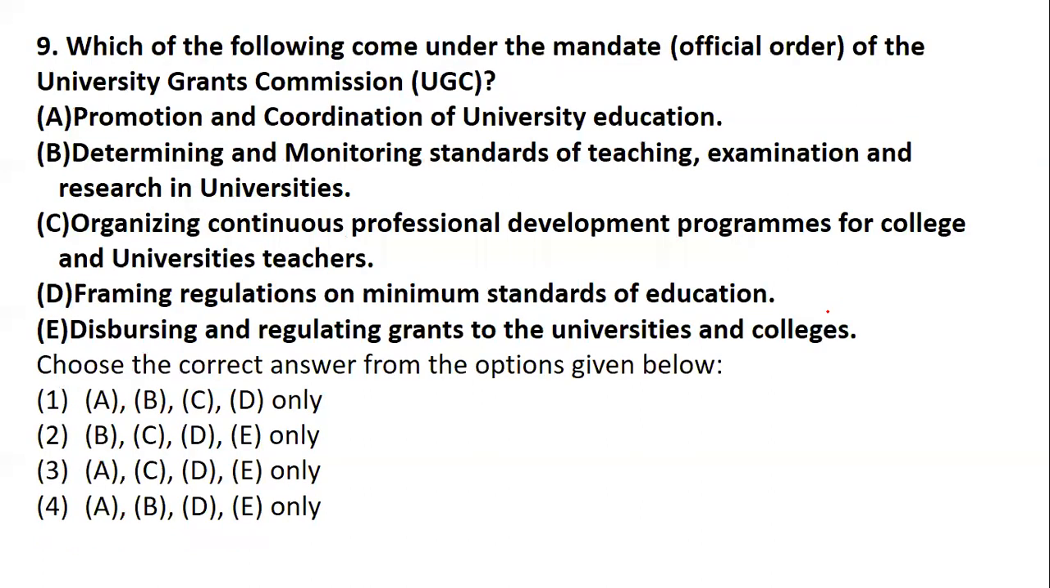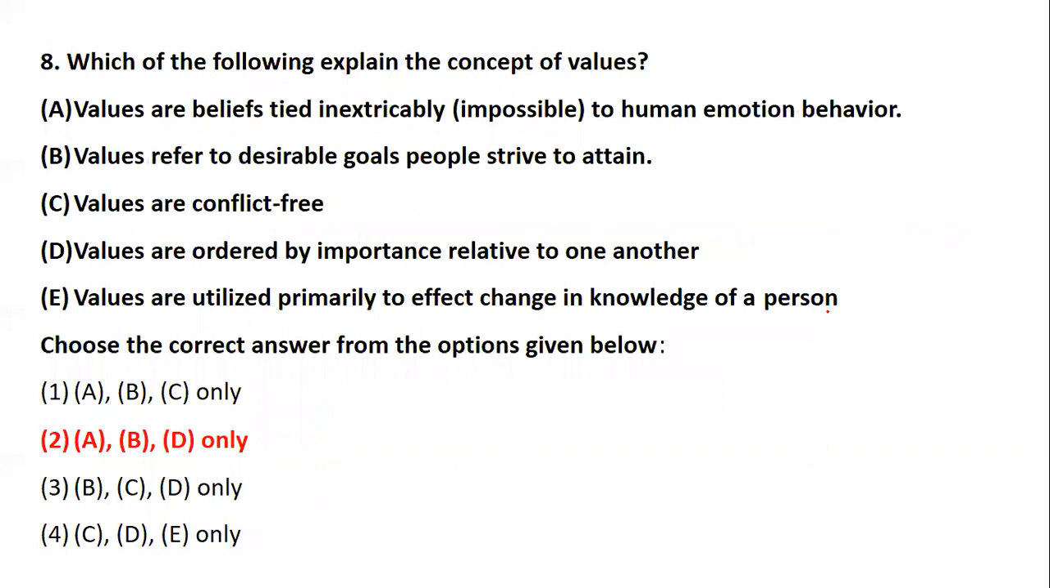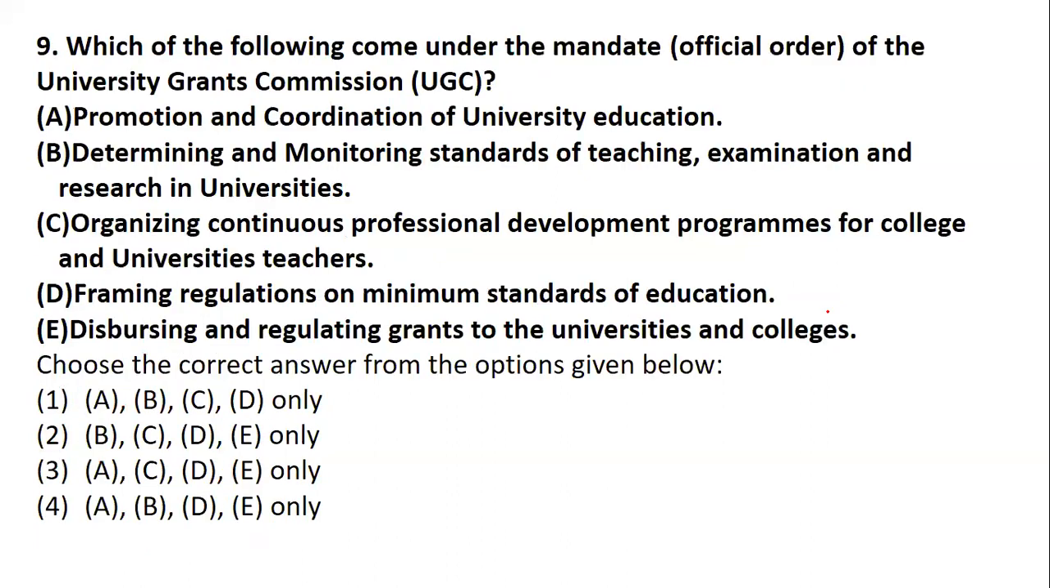Now, I have one more question on values where I have taken things in more detail. Not in this question, but in a coming question, there is one more question on values. At that time we will discuss some important points. Okay, now the next question is, which of the following comes under official order, that is mandate? A mandate is nothing but an official order of UGC. So which is an official order of UGC?